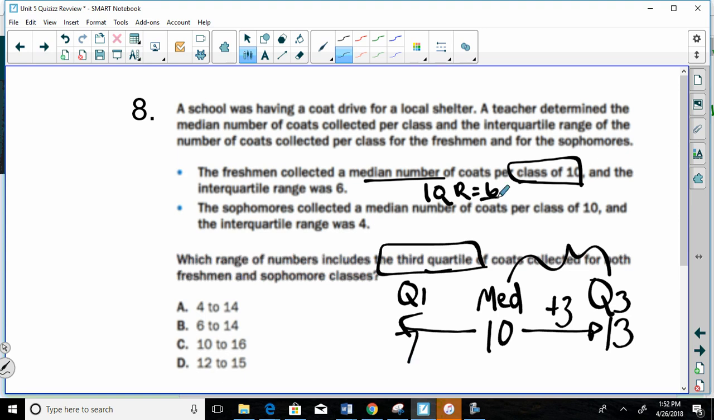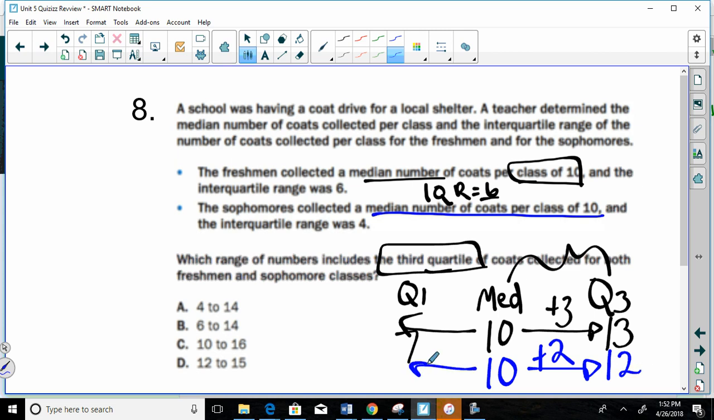Then let's do the second one. The median is what? 10. And the interquartile range was 4. So what would be my Q3? Remember, top 4. 12 right here. And what about right here? That's 8. They just want to know the 3rd quartile. Their ranges are from 10 to 13 and 10 to 12. So which one of these ranges includes 10 to 13 and 10 to 12? C, 10 to 16. It's a weird question.